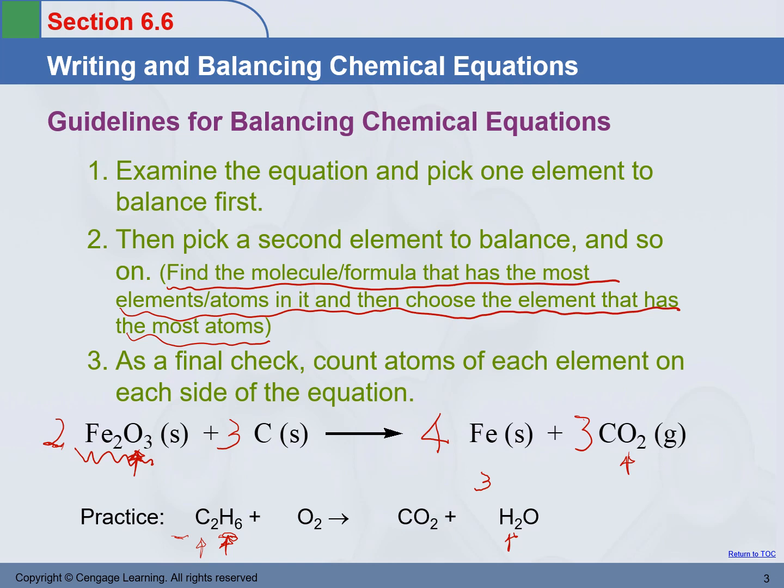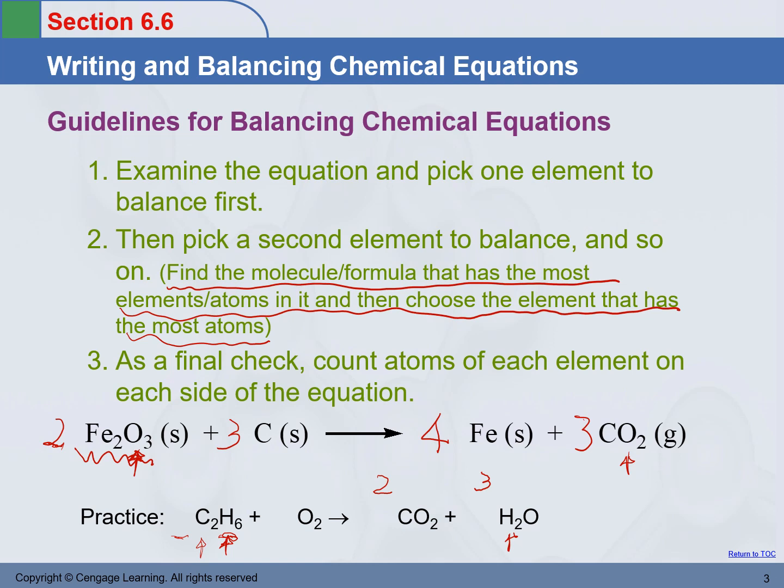On the left you have 2. On the right, you have only 1. You put a 2 here, carbon is balanced. Now the only thing left is oxygen. On the left, you have 2. On the right, you have 4 plus 3, that's 7.